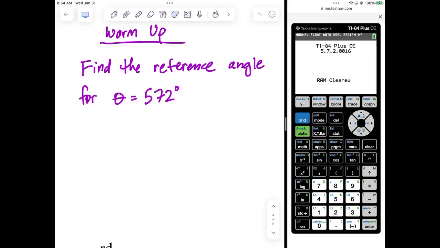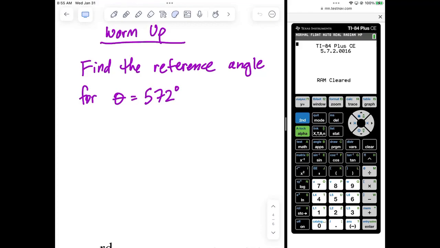All right, so the warm-up today is to find the reference angle for theta equals 572 degrees. What do we know about the reference angle from yesterday? It's the angle closest to the x-axis. And there's two characteristics that we always know about the reference angle. It is acute and positive. So it's a magnitude only. It's not a vector like this angle's a vector, bless you.